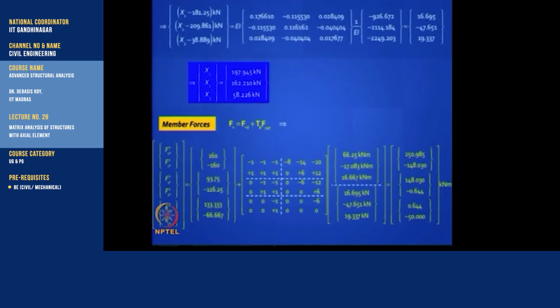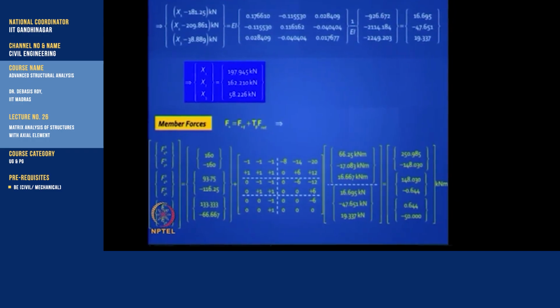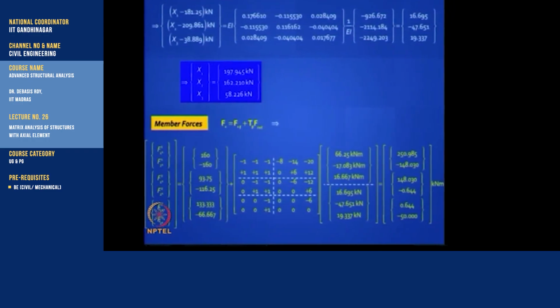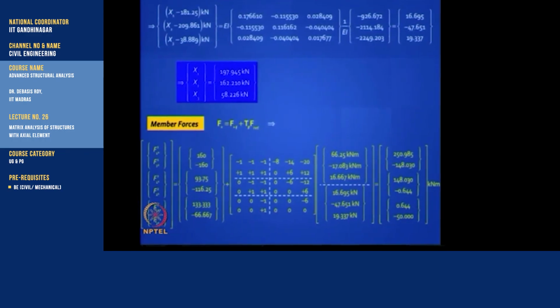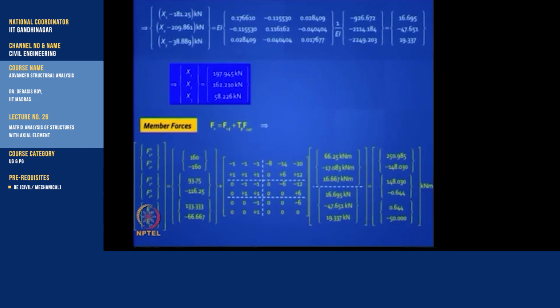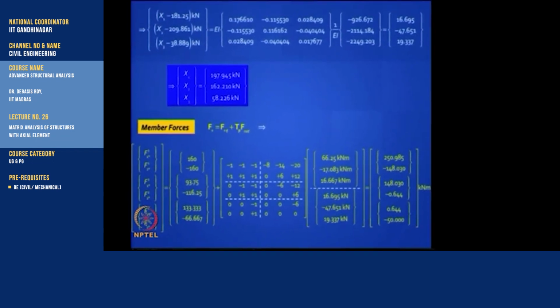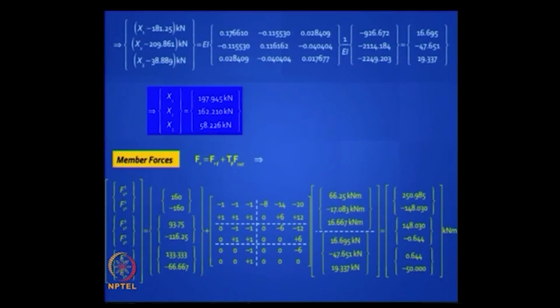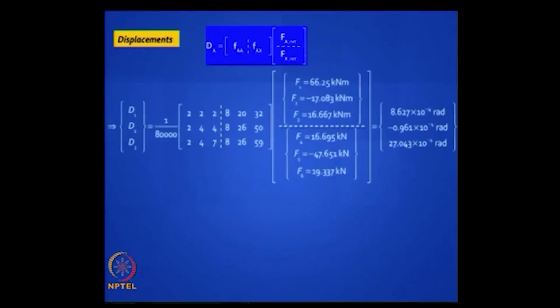Fixed end forces you have already got, TF matrix you have already got, the net load vector you have already got. Just multiply and add, you get the final answers. What are those final answers? They are the final end moments, including the fixed end force vectors, in all the 3 elements. Once you have that, if you draw the free body, you can get the vertical reactions. You also put in the external loads and you can draw the free bodies. You can also find the displacement if you want.